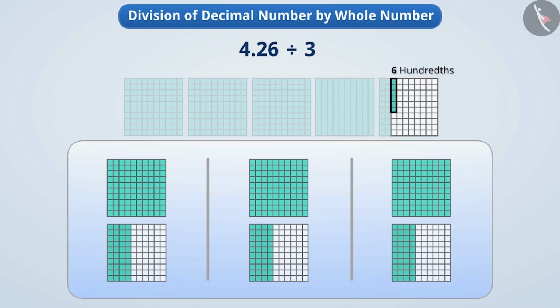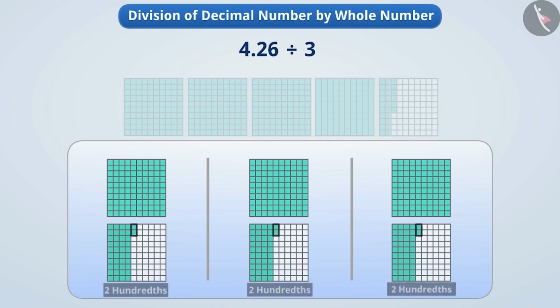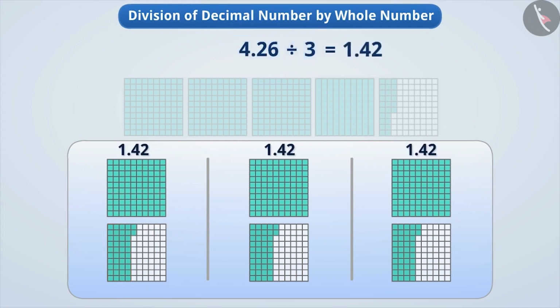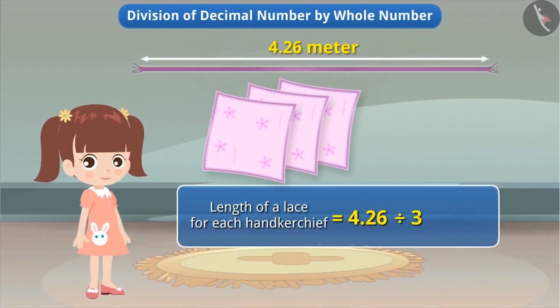We will also divide the remaining 6/100 into 3 equal parts. This will give 2/100 in each part. Now you can see that each part has 1 unit, 4 tenths and 2/100, so each part will be 1.42. We can say that 4.26 divided by 3 equals 1.42, which means Manisha must have used 1.42 meters of lace for each handkerchief.